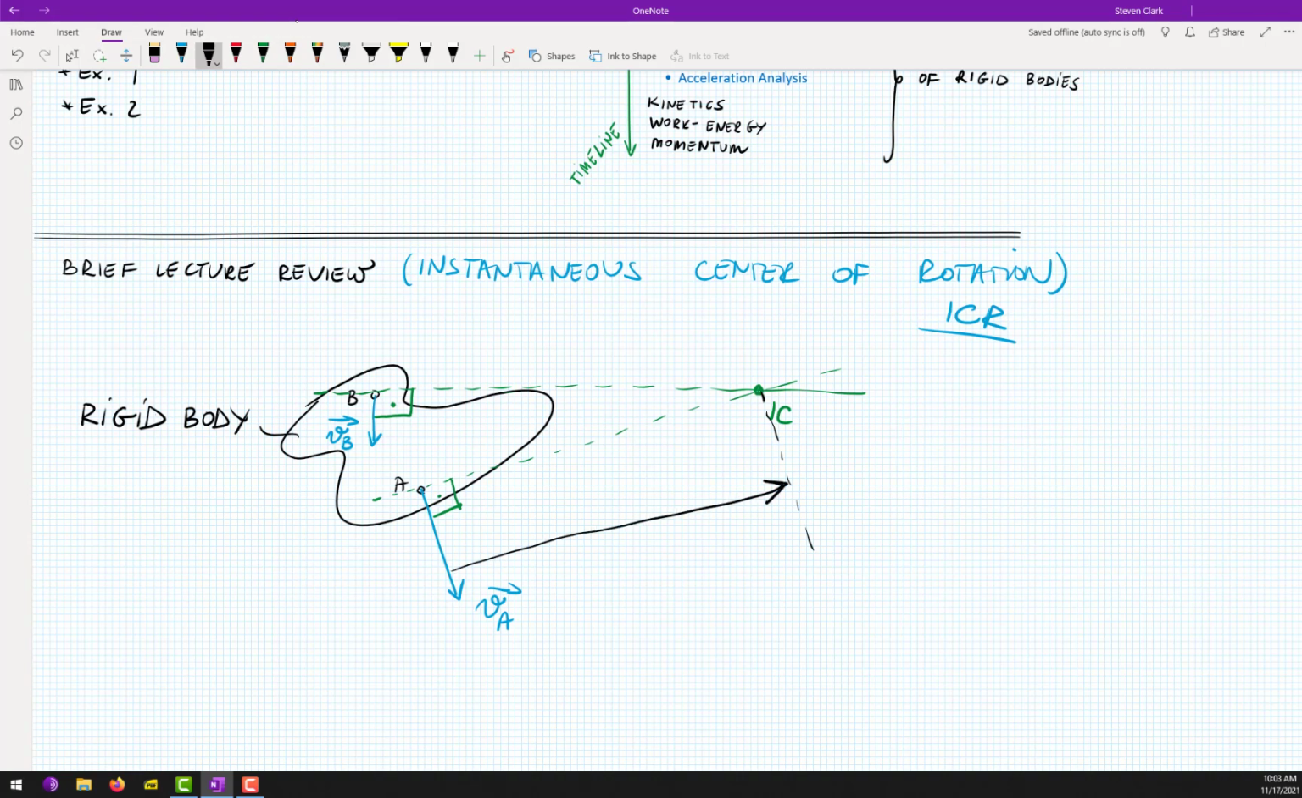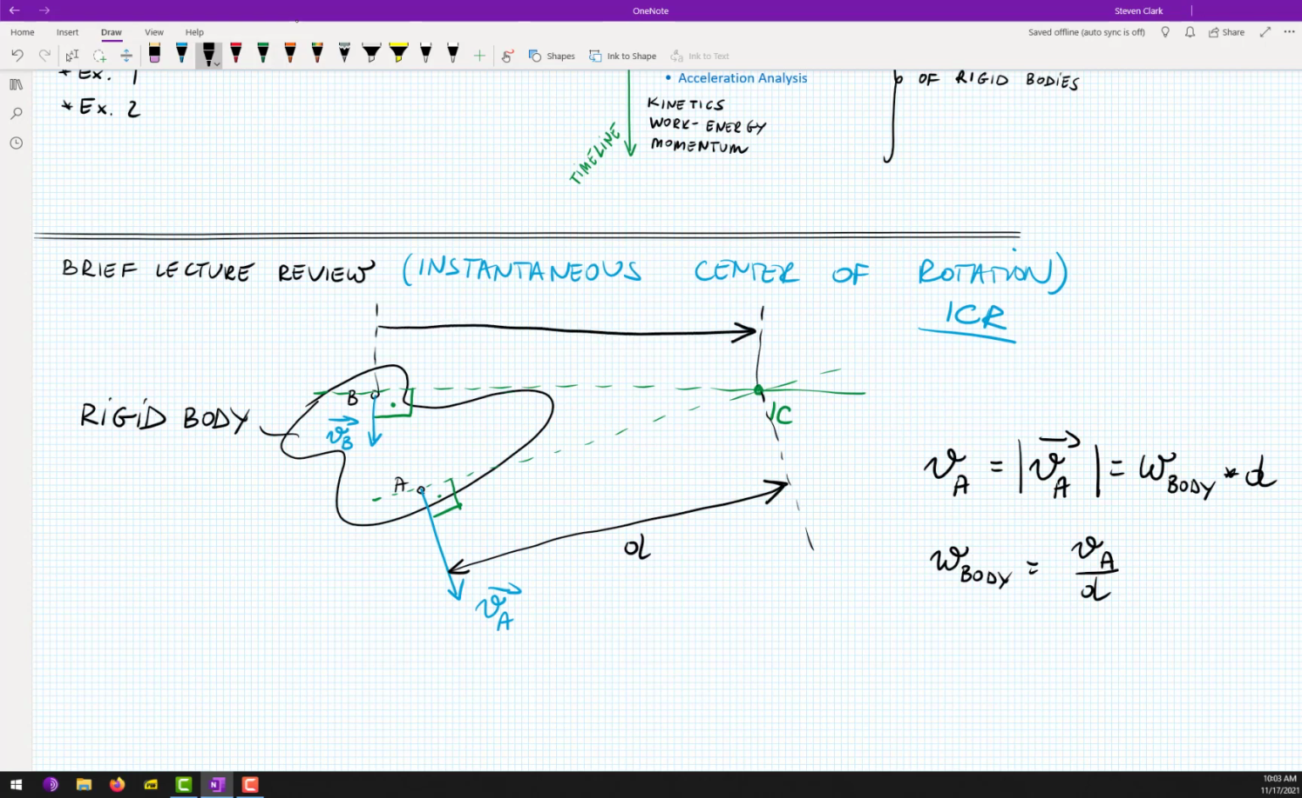Now, if you know this distance, let's call it D, then you can write that VA, magnitude-wise, is equal to omega body times D. That's how we find omega body: omega body is equal to VA divided by D. Or if you know this distance, let's say L, then VB is equal to omega body times L.